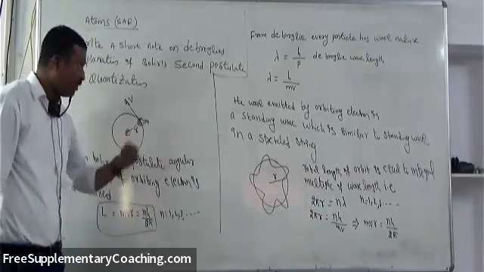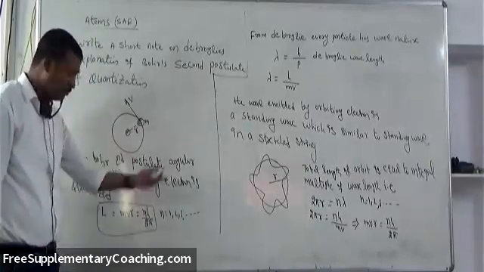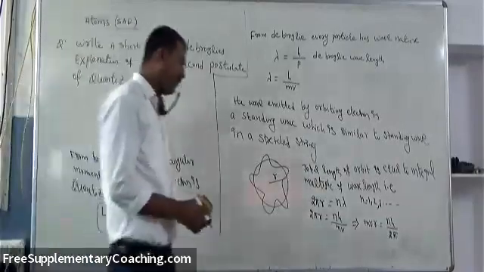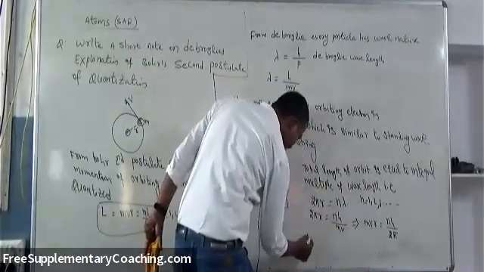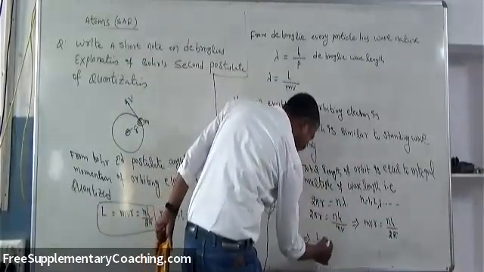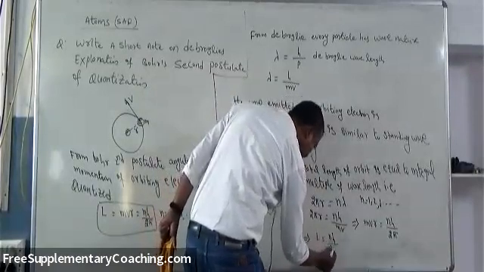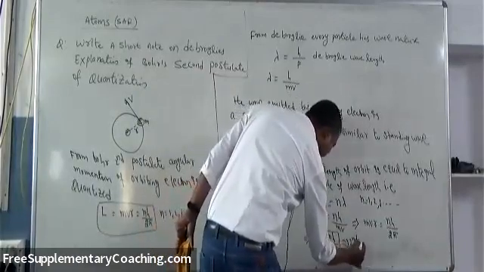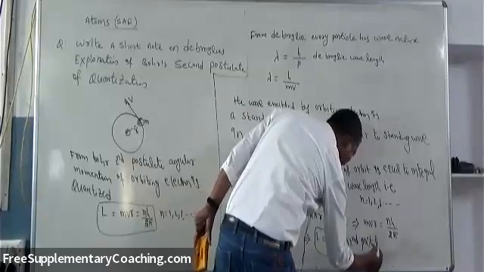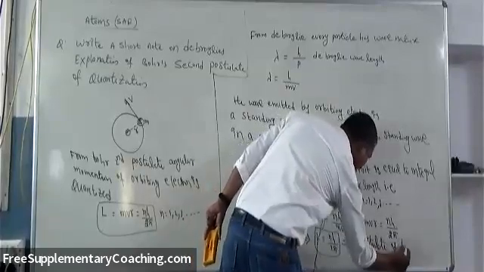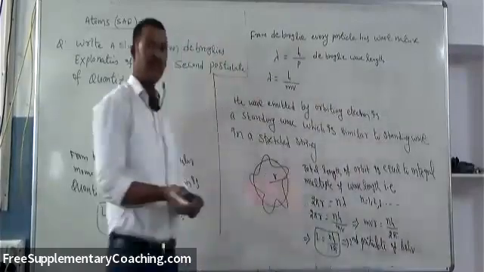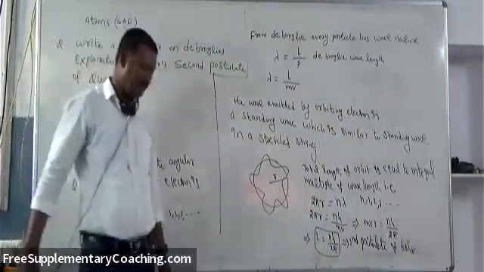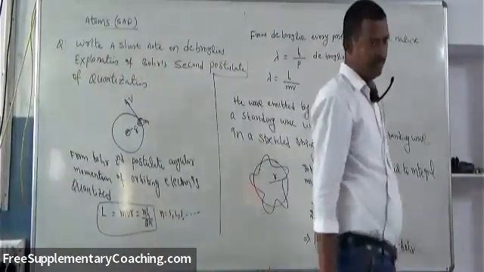And from the de Broglie's wavelength, also we got, for the orbiting electron, MVR is equal to NH by 2 pi. That means, indirectly, this is the angular momentum of the revolving electron. L is equal to NH by 2 pi. This is the second postulate of Bohr. So in this way, de Broglie explained the second postulate of Bohr.